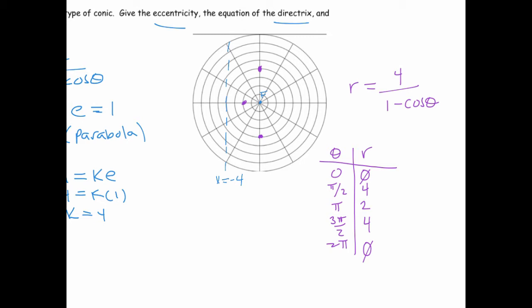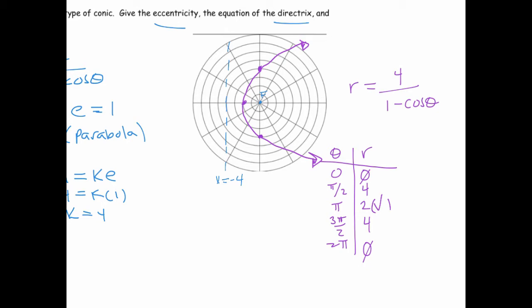So let's just check for consistency. First of all, we know this is supposed to be a parabola. We see that the distance between the focus and the vertex, which must be right here, right? This must be describing the vertex. That distance is 2. And the fact that when you rotate 0 or 2 pi, there is no point on the parabola makes sense if the parabola looks like this, which it should. Okay, so always doing a consistency check is not a bad idea. So there's our parabola in polar form.